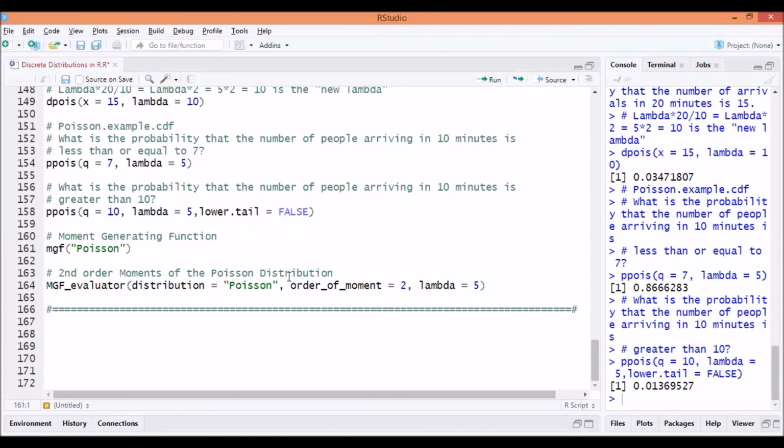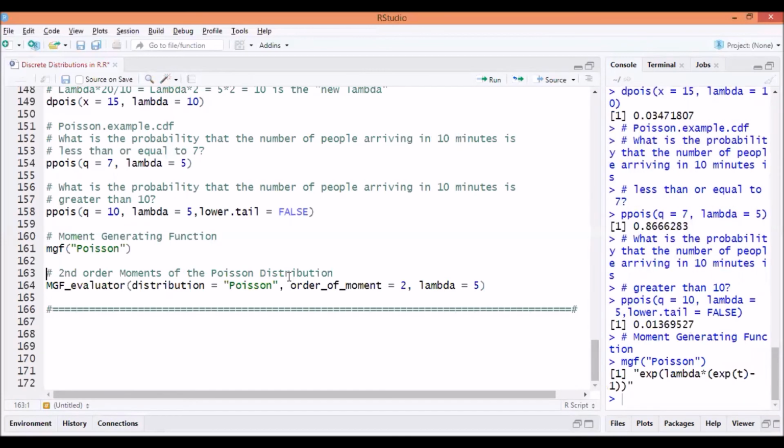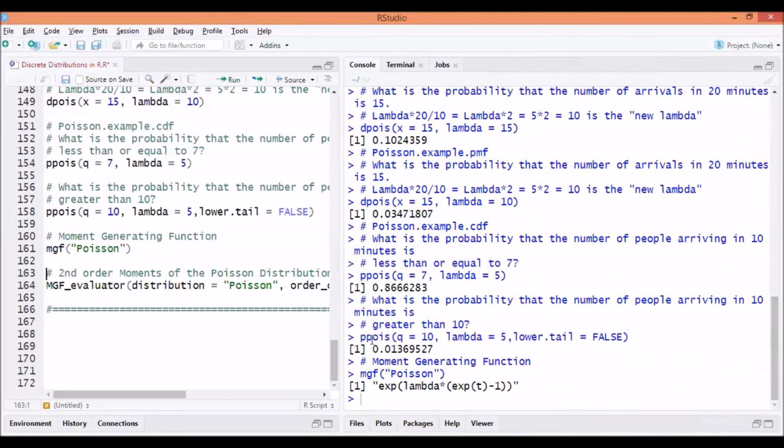How do we get the moment generating function of the Poisson distribution in R? Well, we just use the MGF function, and we set the distribution parameter to be equal to Poisson. So it's e to the power of lambda times (e^t minus 1).